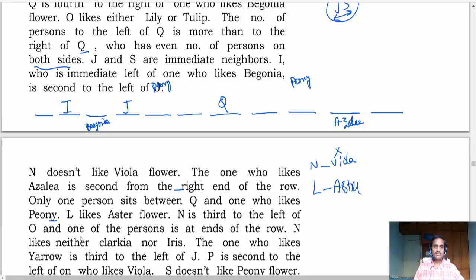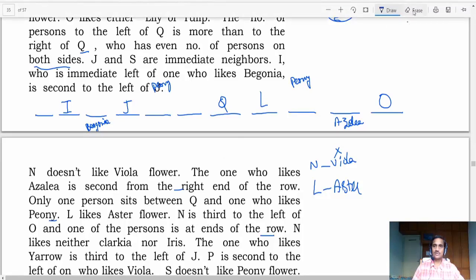N is third to the left of O, and one of them is at the ends of the row. If L is here, then O has to be here, which is not possible. Hence L and O cannot be. Between these two, one of them is at an end, so N is seated third to the left of O. O is here. 1 2 3, N is here. Sorry, it is not L, it is N. N sits third to the left of O.